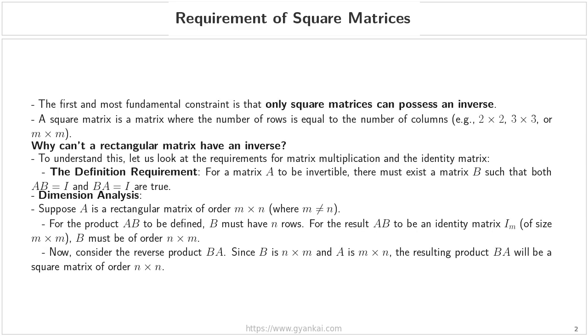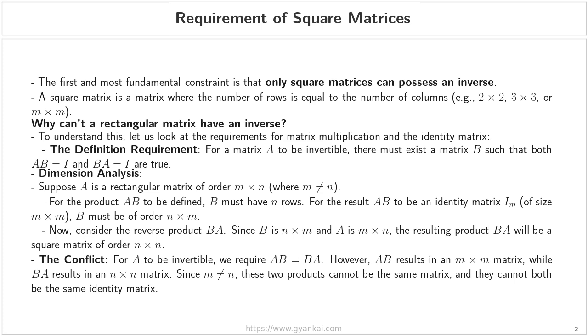Now, let us perform a dimension analysis to see where the problem arises. Suppose matrix A is a rectangular matrix of order m by n, where m is not equal to n. For the product A times B to be defined, and for that result to be an identity matrix of size m by m, matrix B would necessarily have to be of order n by m. However, if we then consider the reverse product, B times A, we see that since B is n by m and A is m by n, the resulting product will be a square matrix of order n by n.